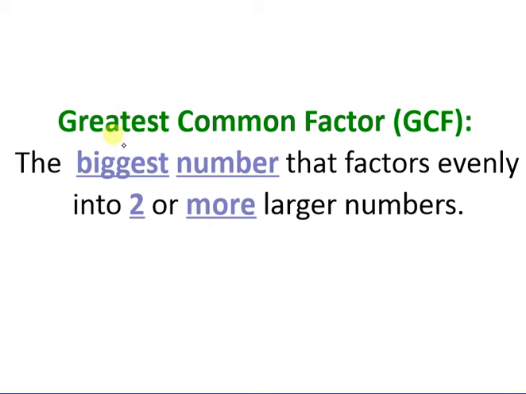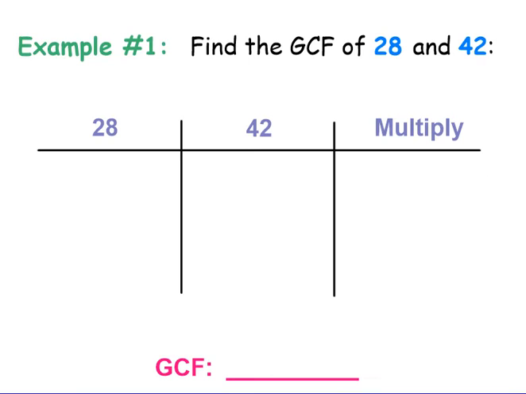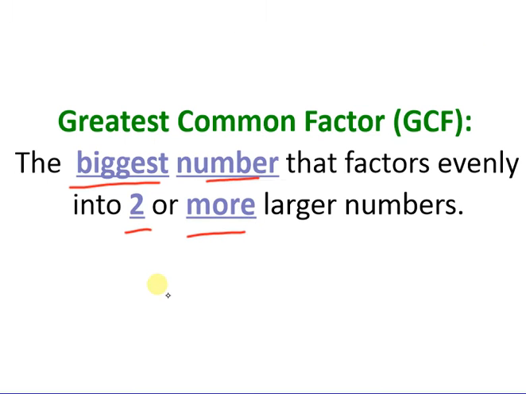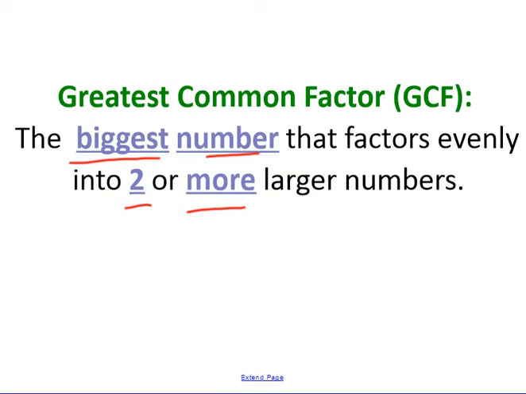So what is the greatest common factor? The greatest common factor is the biggest number that factors evenly into two or more larger numbers. And so what I want to do is just give you an example of a couple different ways to find the greatest common factor. So if I have the number, let's say the number 20, and I also have the number 30, okay?